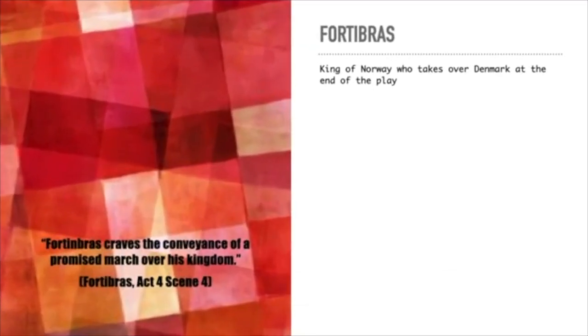And lastly, Fortinbras, he is the king of Norway who takes over Denmark at the end of the play. He's introduced right at the beginning as there's this whole history with Norway and Denmark. And later on in the play, as Hamlet is dying, Fortinbras arrives to take over. He is quite honorable in the sense that after Hamlet has proclaimed he wishes to be remembered in a certain way, Fortinbras grants him a sort of hero's funeral.